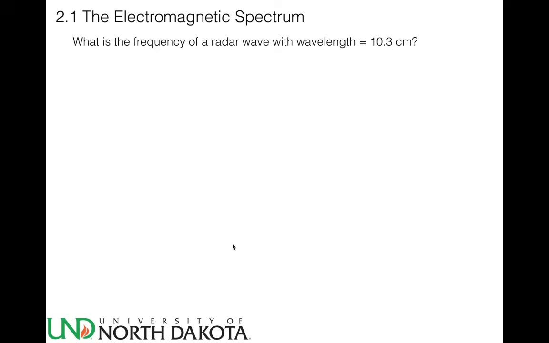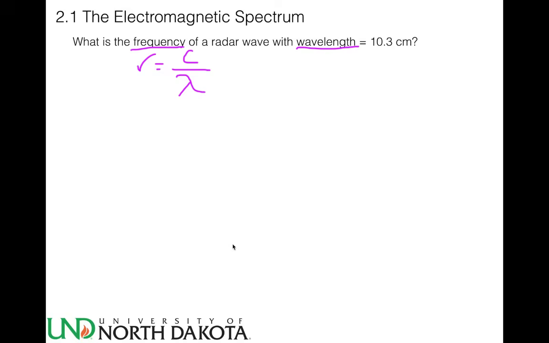Our next question is, what is the frequency of a radar wave with a wavelength of 10.3 centimeters? We're given wavelength and looking for frequency again, so we can relate frequency to the wavelength by saying the frequency equals the speed of light over the wavelength.